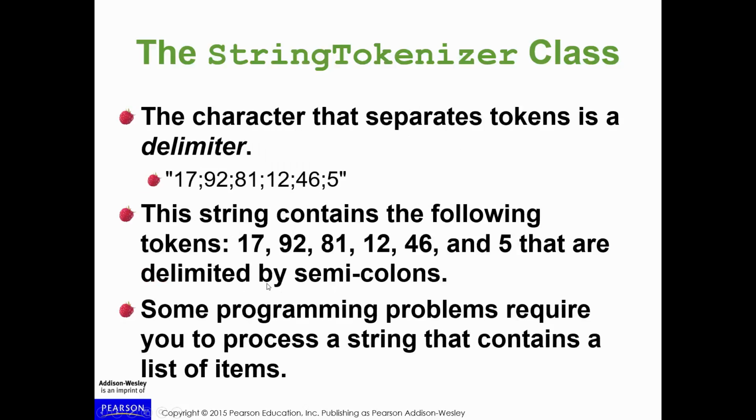Now, sometimes that doesn't work. Here's an example where your delimiter, your separator, is semicolons. Quite often, you'll have something like this. You'll have commas. In fact, if you've never heard of it before, a lot of times a file like that will be called a CSV file, a comma-separated variable file.